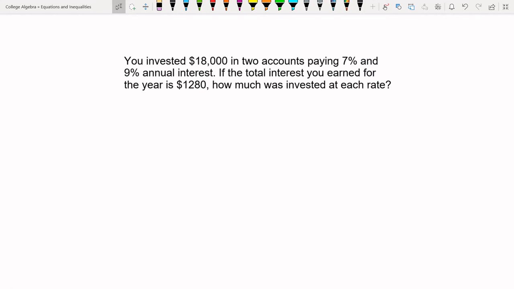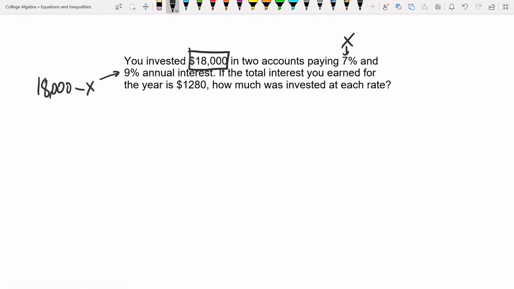Well, what's the interest that comes from the first account? Well, we don't know how much is in the first account, so let's give that the variable X. Now, if X was plugged into the first account, then how much was plugged into the second account, which is 9%? Well, if X is plugged into the first account and you're completely investing $18,000, then plugging into the second account is going to be taking away X dollars from 18,000, right? So we get 18,000 minus X. X plus 18,000 minus X gives you 18,000. So that's the total amount that you invested.